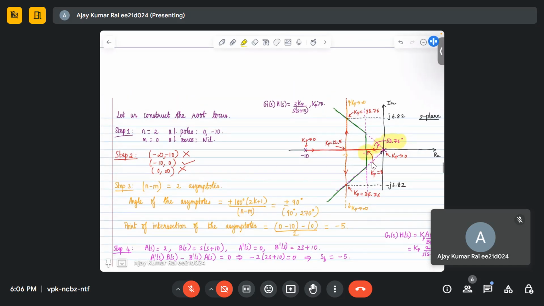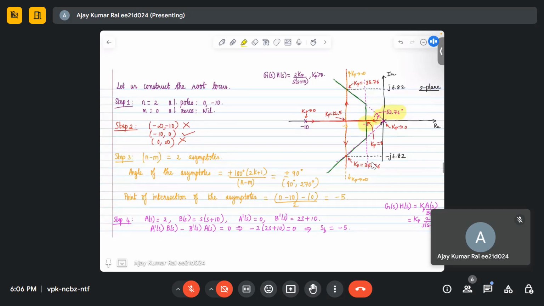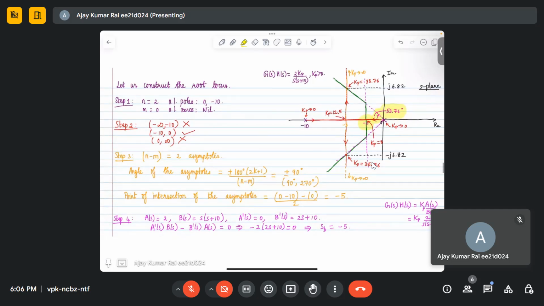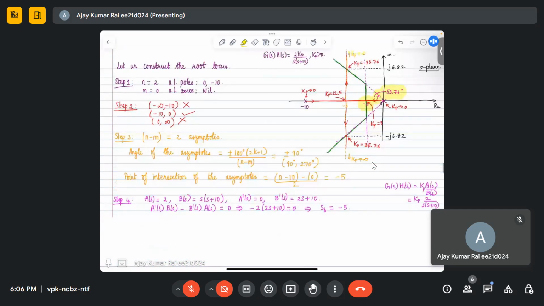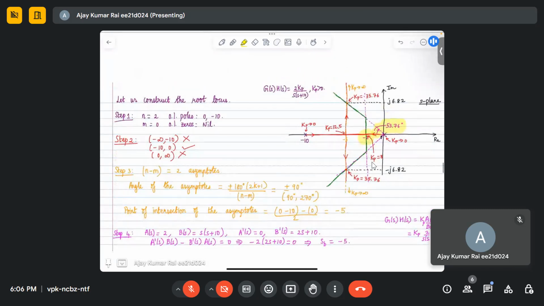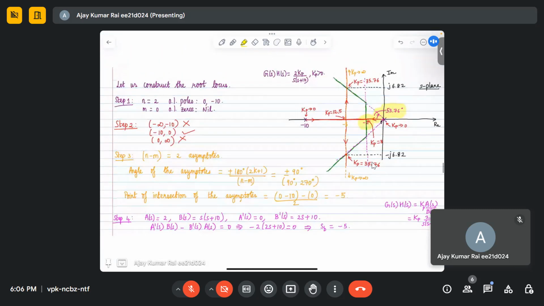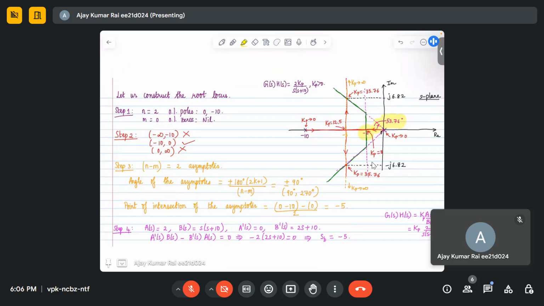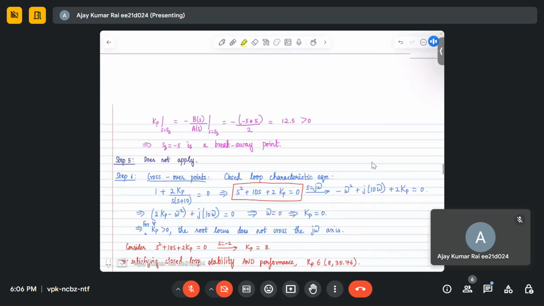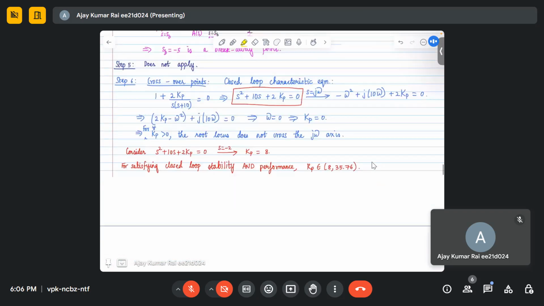So we try to develop the root locus by using all the steps from step 1 to step 6, and by using the root locus we got the value of kp. What should be the value of kp so as to satisfy those given conditions? So this was the task.